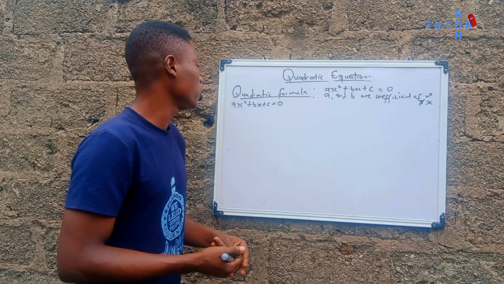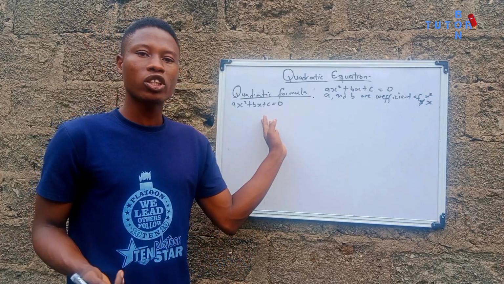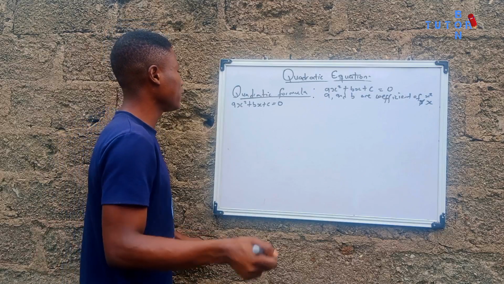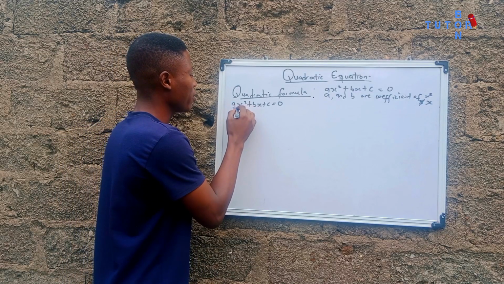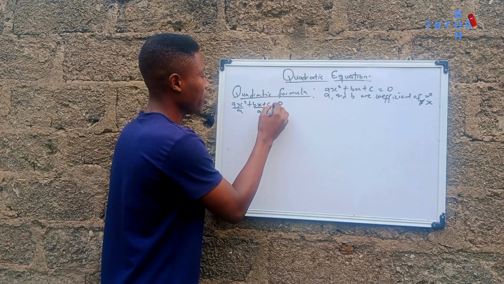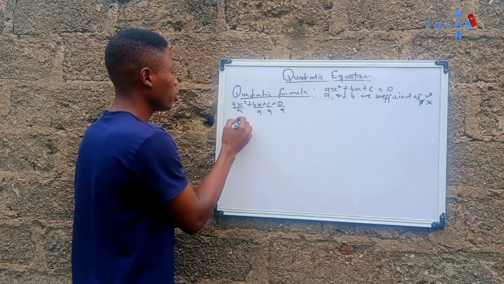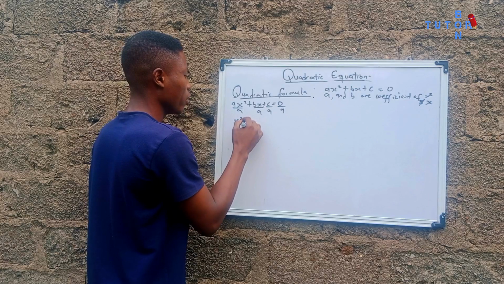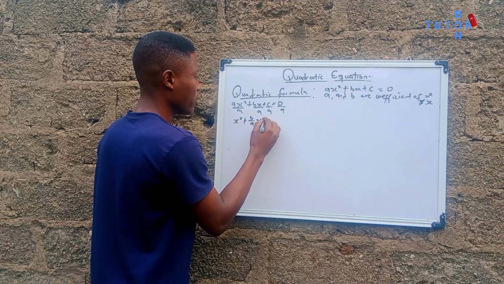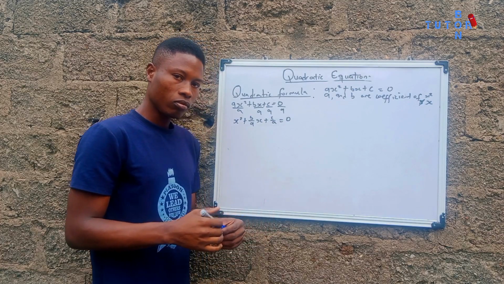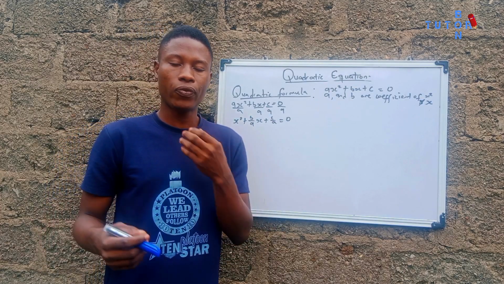So the next thing we do is we firstly divide through the equation by the coefficient of x squared, which is a. By that, you'll be having everything divided by a, and you'll be having your a cancel a. You have x squared plus b over a x plus c over a equals 0. You've accomplished the first step.